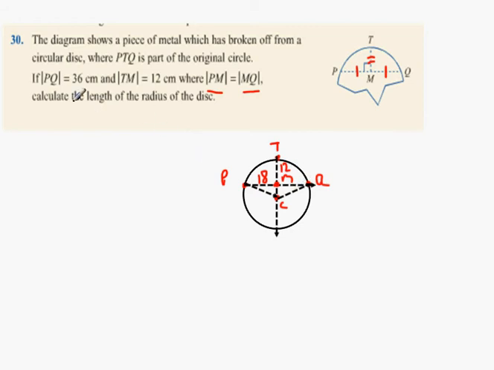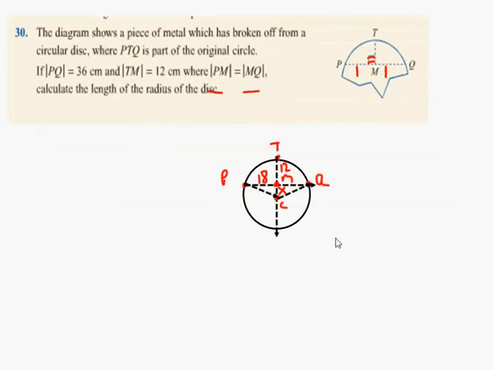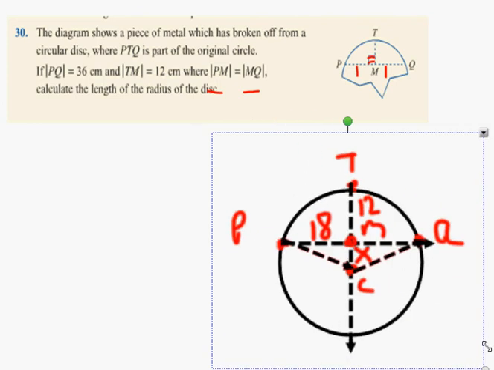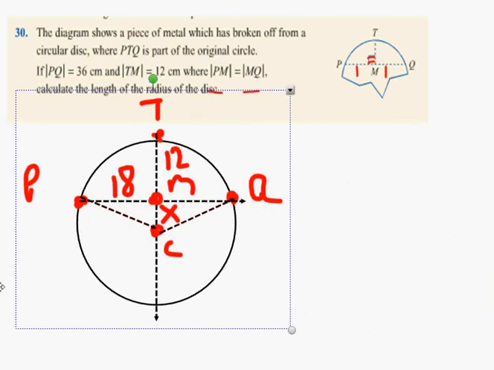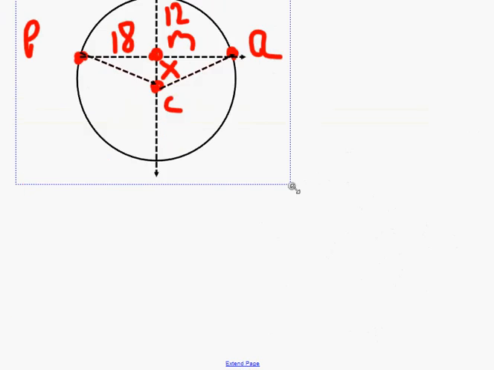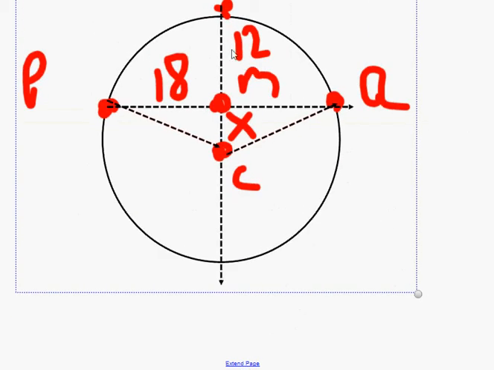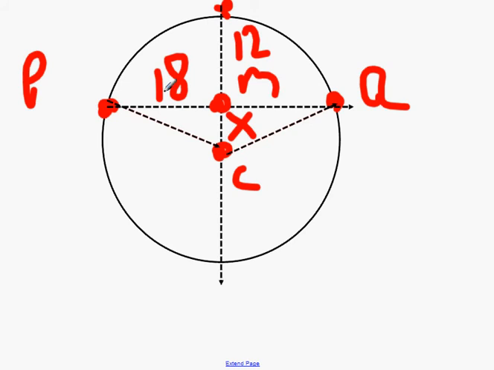And calculate the length of the radius of the disc. Alright, so here's what I'm going to do. I'm going to call this little length in here x. Do you see that length there? I'm going to enlarge this. The problem with these questions is sometimes you make the diagram too small and it becomes really hard to read. So, lucky for me, I have a way out of that. Okay, we get the gist, right? So this here is x, that's 18.